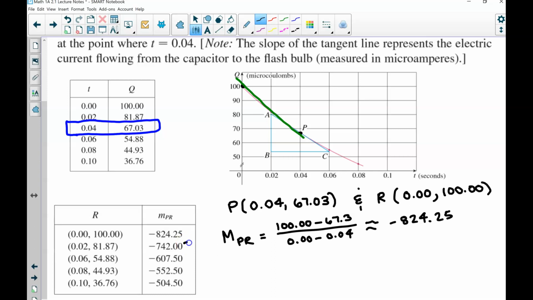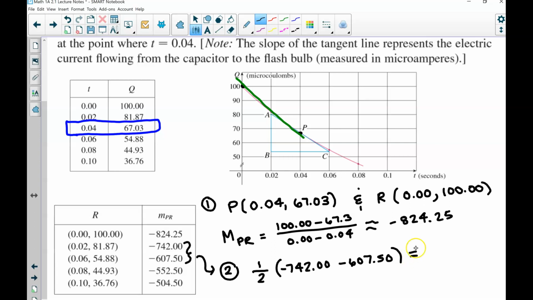Okay, so if we wanted to figure out what the slope is in between here, well, we can find the midpoint of that. In order to find the midpoint, we can take half of the sum, the average. So we're going to take negative 742.00 minus 607.50, and then divide it by 2, and we should get something in between. And what we get in between those slopes is negative 674.75. So by this method, we estimated the slope of the tangent line to be negative 675, which is in between those two slopes.